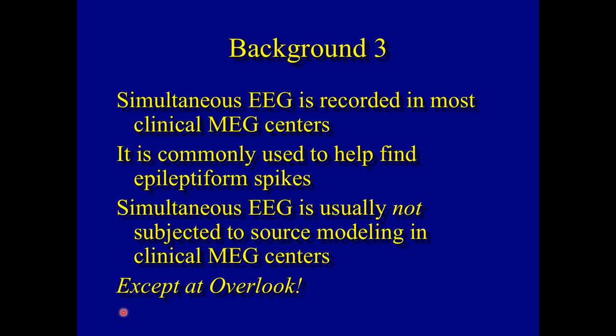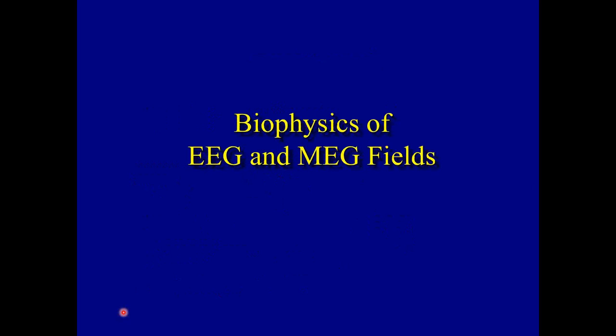Now, EEG is usually recorded simultaneously with MEG in most MEG centers, and it's commonly used to help find epileptic spikes. However, EEG is usually not subjected to the same source modeling techniques in most clinical centers. That's not the case, however. At Overlook, we model both. And part of this talk will be to show you why this is very important.